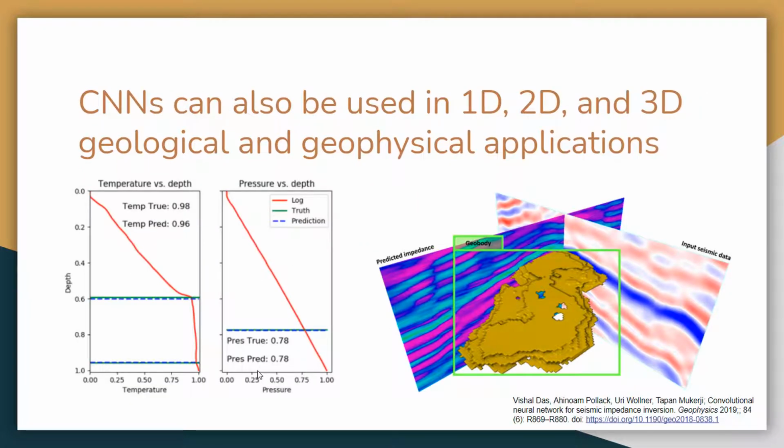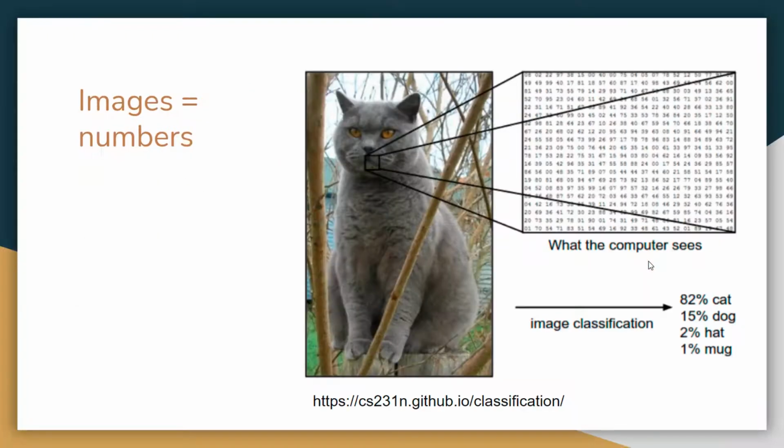So how does this relate to geosciences? CNNs can be used in 1D, 2D, and 3D geological and geophysical applications. So, for example, for 1D, what we have here is temperature versus depth, and detecting different elements in the logs. Another example here is we have a seismic impedance cube, and we want to detect different geobodies inside this cube, so we can do that using convolutional neural networks.